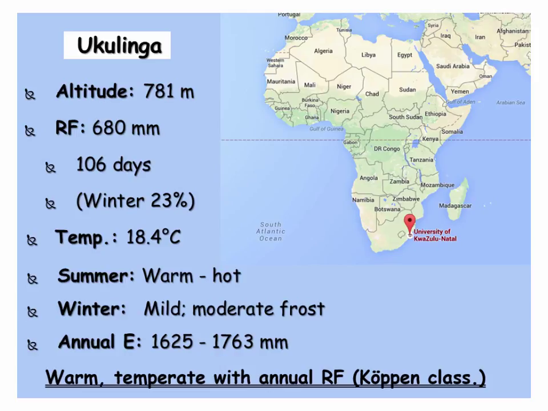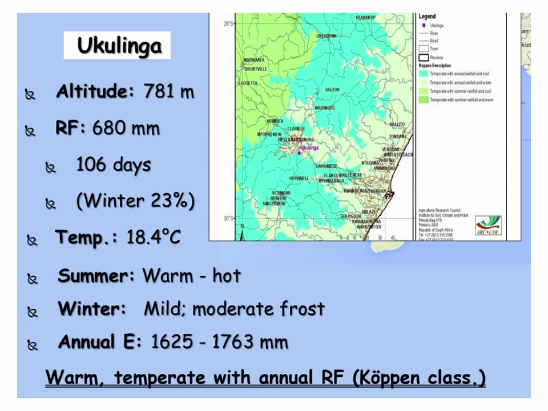So for the site, you bring a site representative of the area. It's a warm site, but it's classified as warm temperate, with annual rainfall where 25%, or a quarter, of the rain comes in winter. And that would be the area.